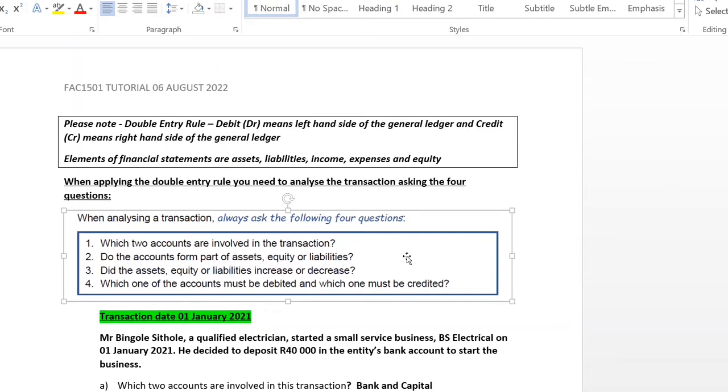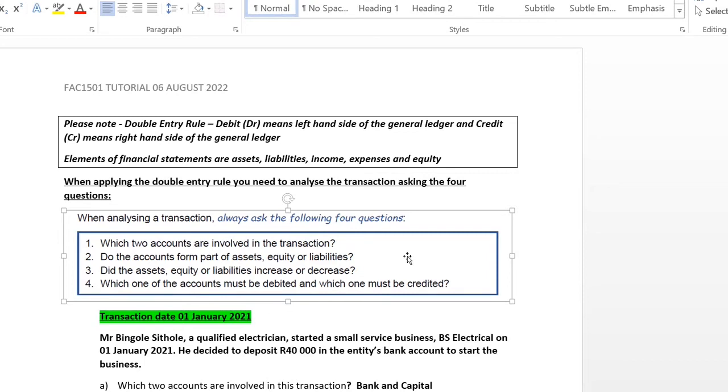Which 2 accounts are involved? Sales and bank. Why sales? Sales is income. Money came in. Matilda bought stationery from Waltons for 5,000 Rand. Why bank? She paid by EFT. So money came into the bank account.